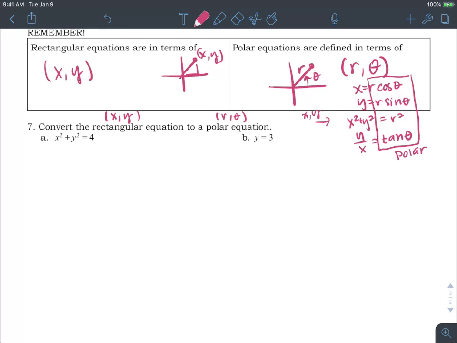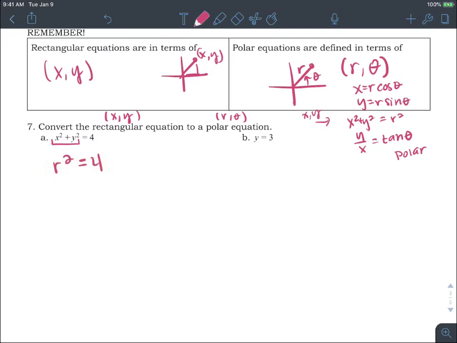So the first one, x squared plus y squared is equal to 4. We have an x and a y here, and I want to write this in terms of r and theta. So I'm going to go ahead and look to see from my little equation bank over here, is there anything that I can replace? So x squared plus y squared, this part right here, is equal to r squared, right? So I know that r squared is equal to 4. And I'm done. That's my equation.